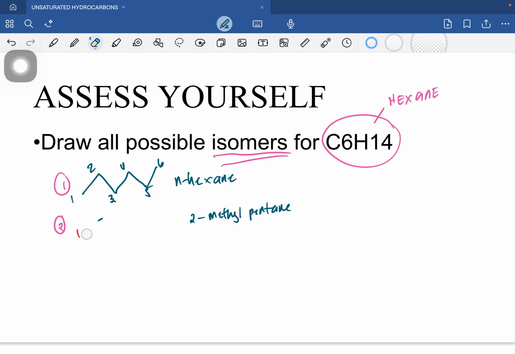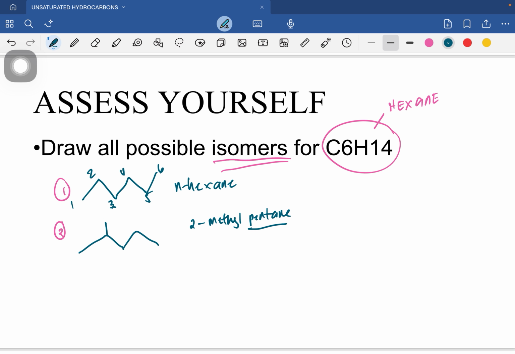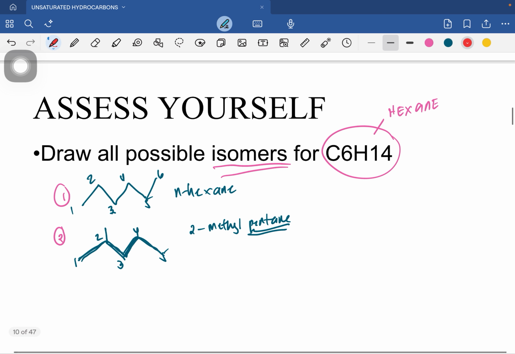Wait nga, ulitin natin guys, baka malito kasi kayo. Okay, so 2, 3, 4, 5, and there's a methyl attached to it. So, bakit siya pentane? Because the parent chain, guys, kapag sinabi natin parent chain, the longest hydrocarbon or the longest carbon chain. So, ito po yung longest carbon chain natin. 1, 2, 3, 4, 5. Okay? That's why it's a pentane. Ito yung parent chain natin na tinatawag.